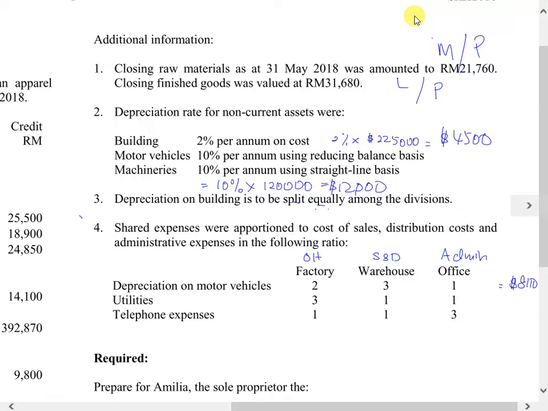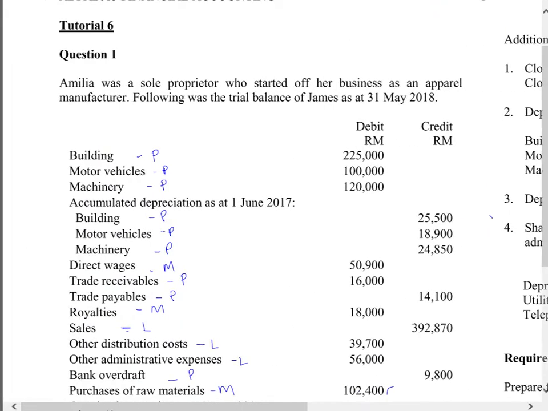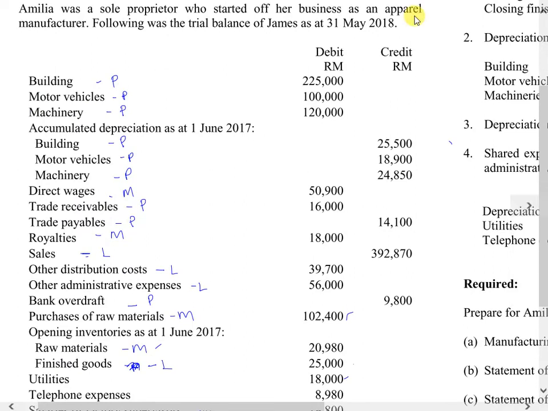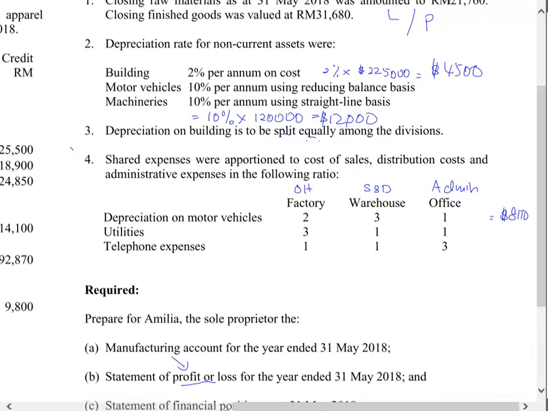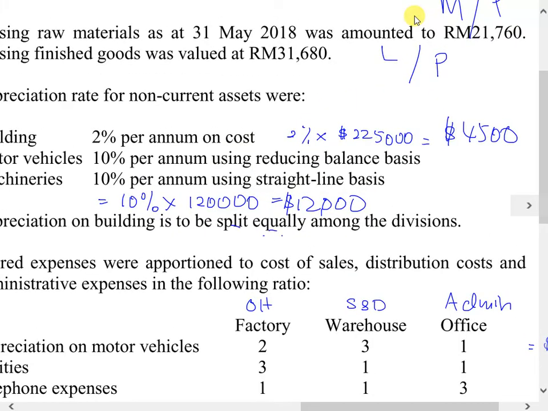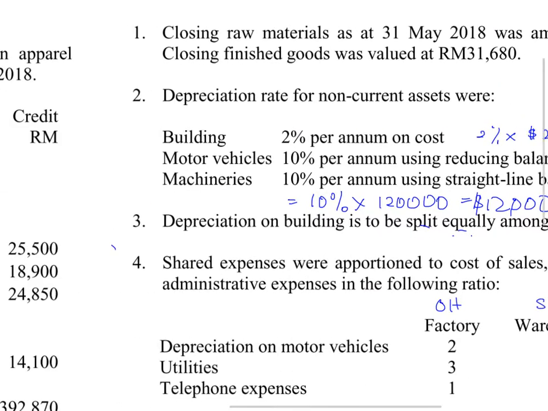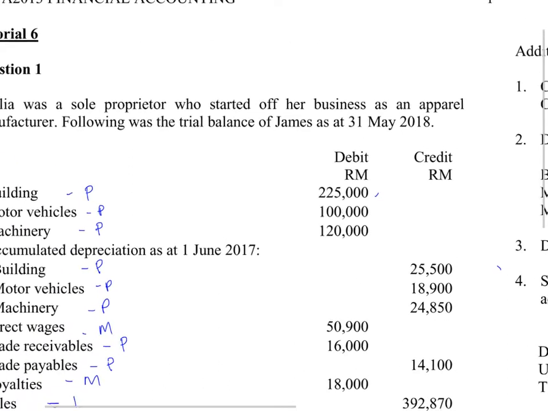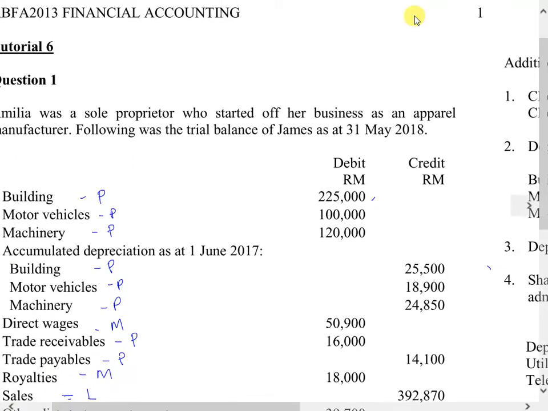Depreciation is 2% on cost. Building straightforward, 2% on cost. It will be 2% on 225, so 2% on 225 will be 4,005. Depreciation charge for the year 45. Should I add to my accumulated depreciation 45? Yes. Okay.